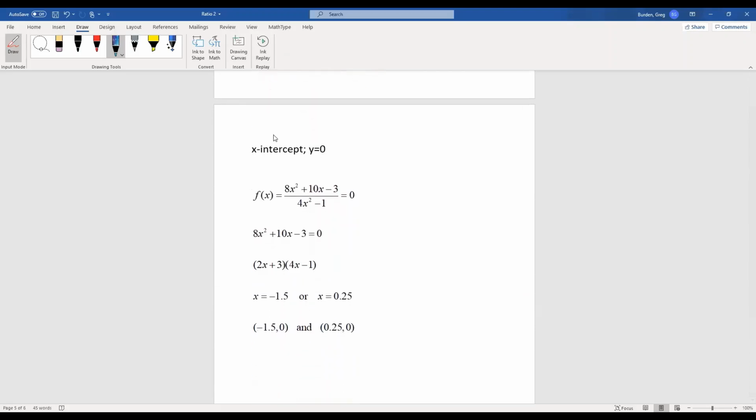So we have that here. Now, if you're solving the equation (8x² + 10x − 3)/(4x² − 1) = 0, so if you have a fraction equals 0, you can actually multiply both sides of the equation by 4x² − 1, provided it's not 0. If it's possible that it can be 0, then we've got to be careful about that.